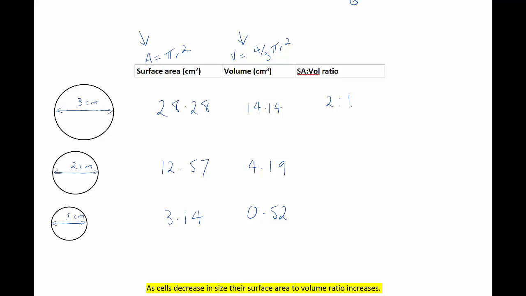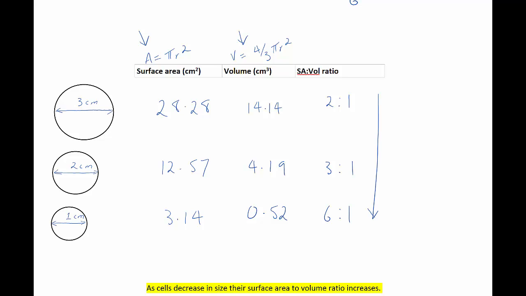The ratio between the surface area and volume for each of these spheres would then be 2 to 1, 3 to 1, and 6 to 1. And what is the relationship you notice between the size of these spheres and their surface area to volume ratio? Well, if you notice, as the cells decrease in size, their surface area to volume ratio increases. And this is very important.